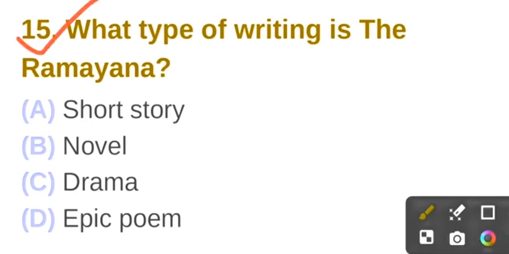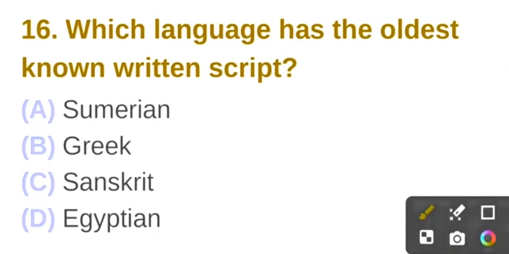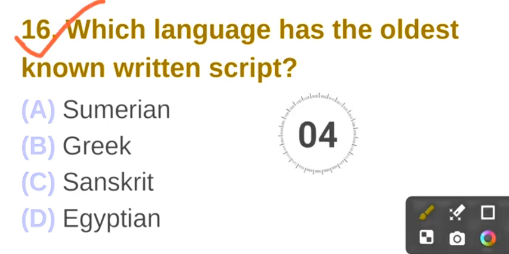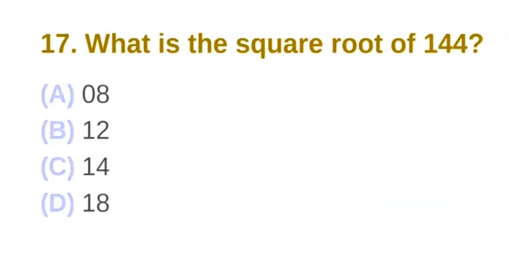Question number 15. What type of writing is the Ramayana? The correct answer is option D, epic poem. Question number 16. Which language has the oldest known written script? The correct answer is option A, Sumerian.